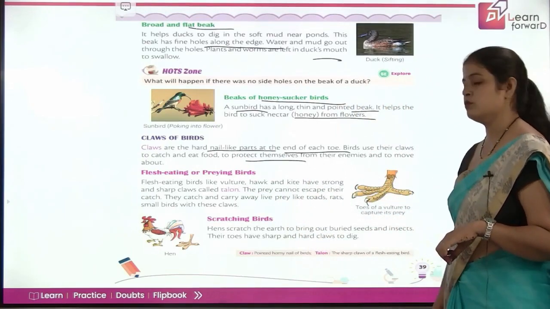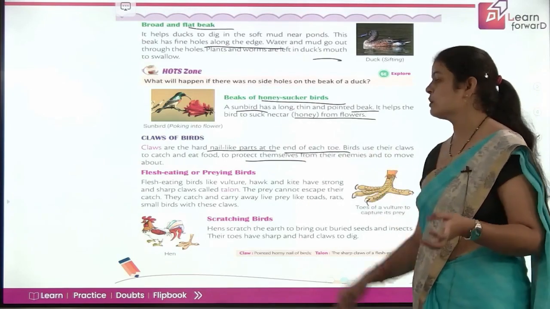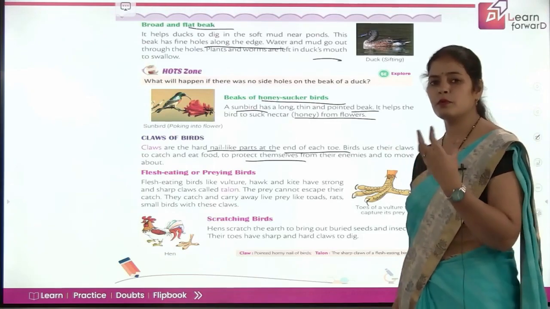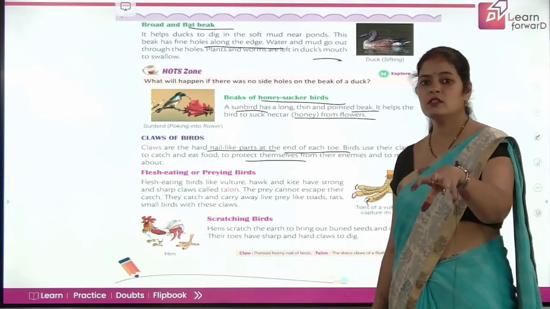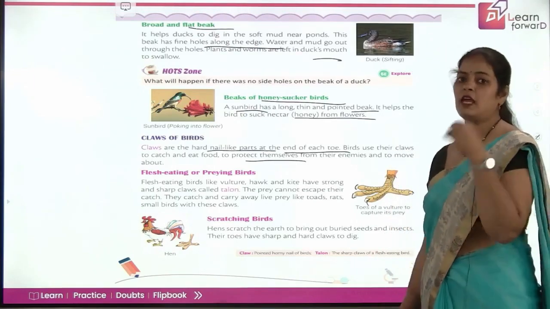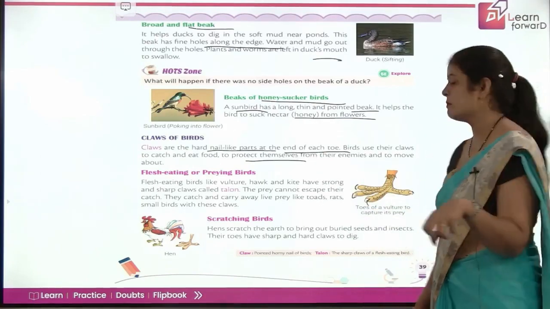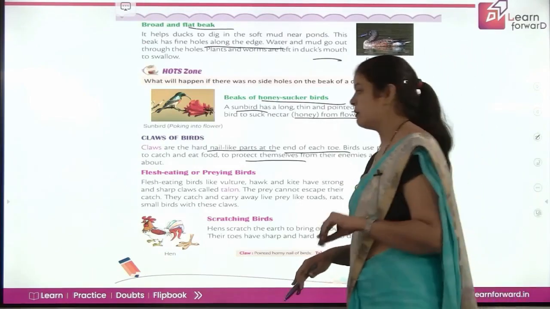So what is the purpose? These claws are used by the birds to catch food and to protect themselves. Birds that use their claws to catch food grip the food and just run away or fly away. Second, they protect themselves by attacking some other animal, and they move about. They also walk or go from one place to another.